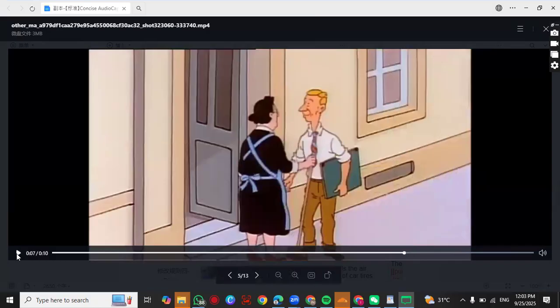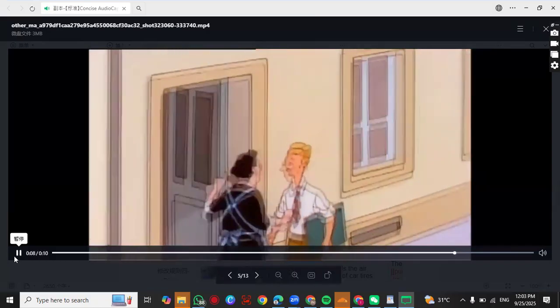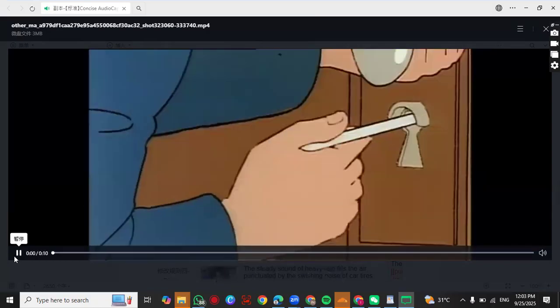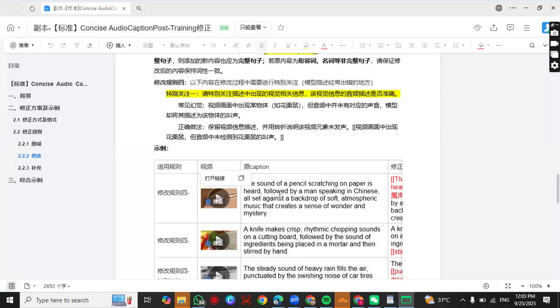And in the end, the person is saying something. Let's see what they have mentioned. The sound of a pencil scratching on paper is heard. So was there the sound of the pencil scratching? No, madam. Yeah, so what is required? Modification is required, right? So how will we modify?